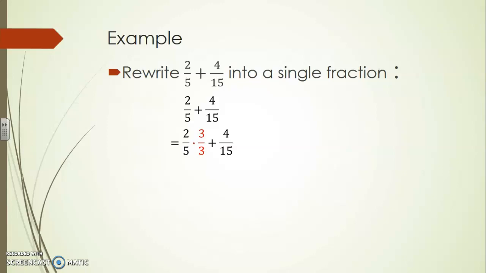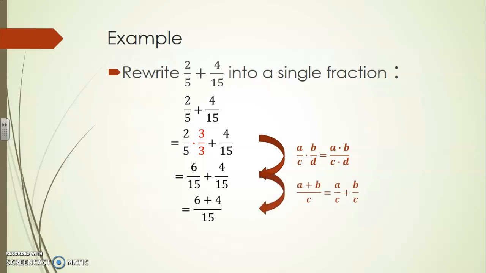Multiplying numerators and denominators together respectively in the product of these fractions, we obtain 6 over 15 and 4 over 15. Common denominators now allow us to regroup this addition of fractions into one. And although 10 over 15 is an acceptable answer, we can also recognize that 5 is a common multiplier to both numerator and denominator, which enables us to simplify the fraction.